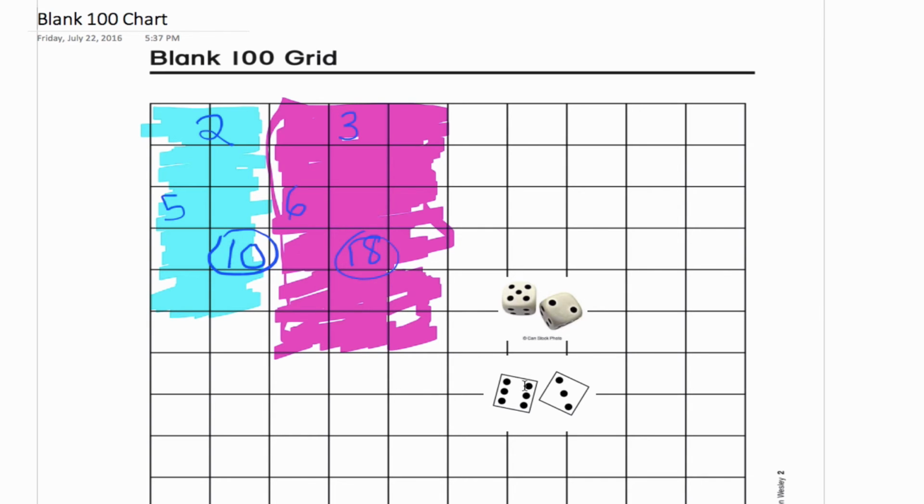My next dice I rolled was 6 and a 3. So I had 6 rows, 1, 2, 3, 4, 5, 6 by 3, 1, 2, 3. I wrote again my dimensions. I circled my answer or my product of 18. Notice that I did different colors. So for my next dice, I could go ahead and start the blue all over again.